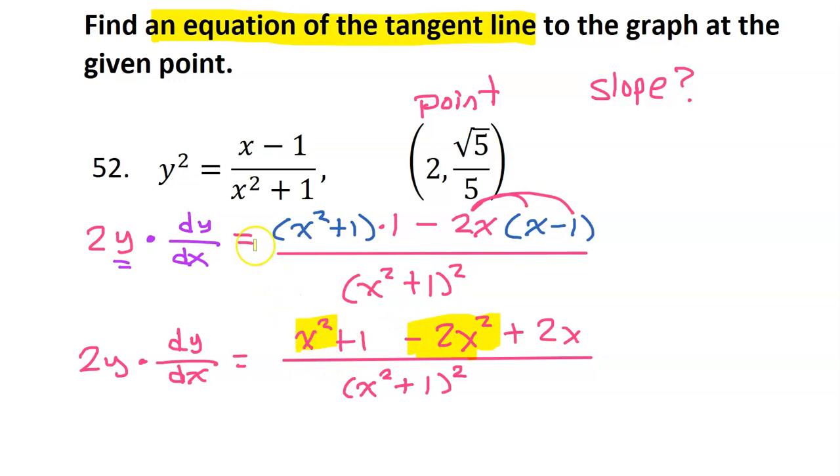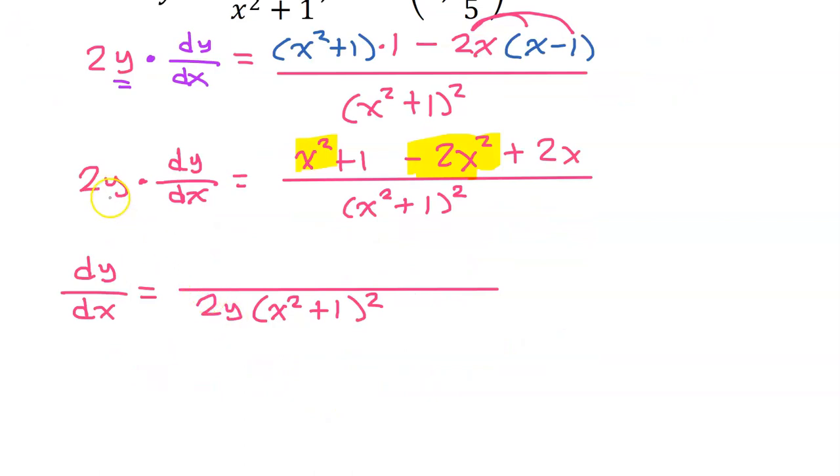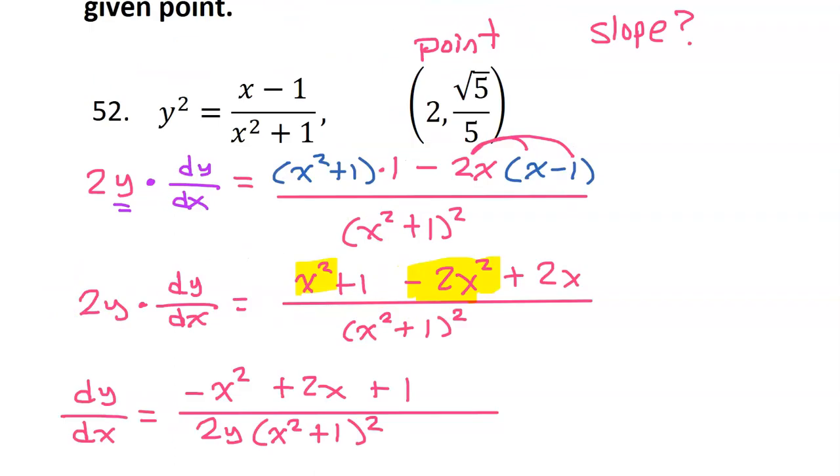I think also on this step, let's go ahead and divide both sides by 2y. So watch for this 2y to show up in the denominator. So there I've divided both sides by 2y. Combining the x squared minus 2x squared gives me negative x squared, and then plus 2x and plus 1. So that's it. This is the derivative.